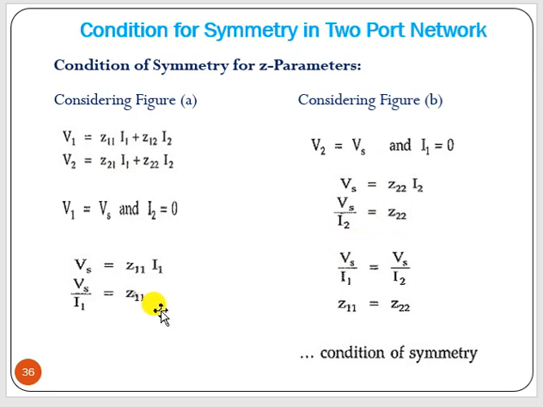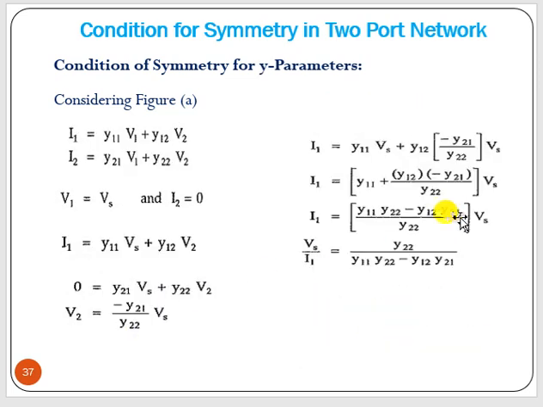That means the condition of symmetry is Z11 must be equal to Z22. Okay. Now say for Y parameter also, V1 equal to Vs, I2 equal to 0. Now we can put V1 equal to Vs here, I2 equal to 0. So that is in the second equation. From the second equation we can find out the V2 value and we can put it into this particular equation. Then we can find out Vs by I1, what is the value.